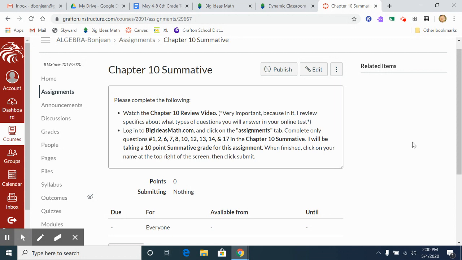Today, you guys are going to be taking the summative on Big Ideas under the assignments tab. Mainly I'm making this video to go through exactly what types of problems you're going to see on this test. I also want to talk about one of the problems specifically, how you need to write your answer in order for Big Ideas to mark it correct.